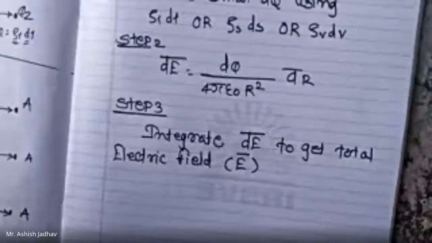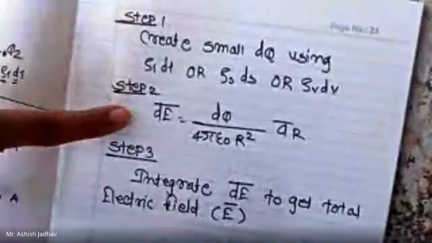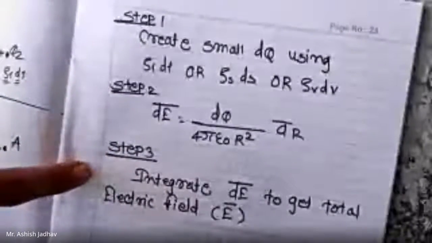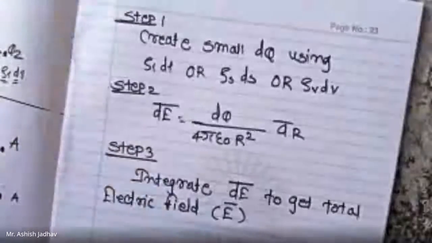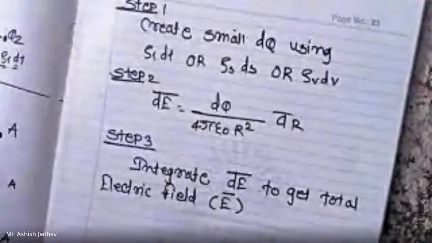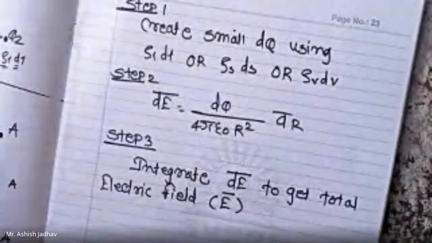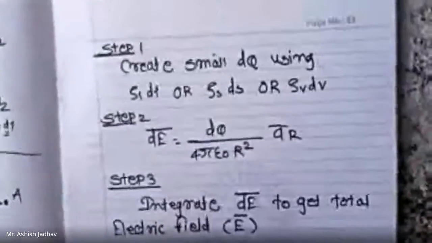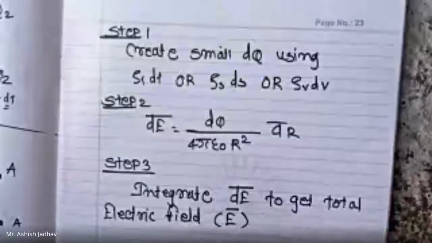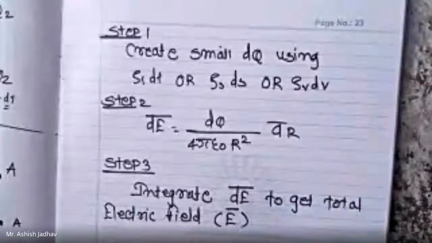Now I have given you 3 steps. Which are those 3 steps? Create dQ. Second is find the differential electric field, and third one is integrate the differential electric field. Now some of the steps I have given you already, just after Coulomb's law. So those steps and the steps that we have just now discussed, you have to follow combinedly in order to find the answer.